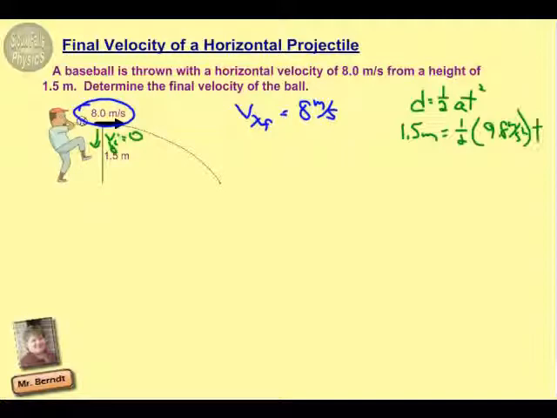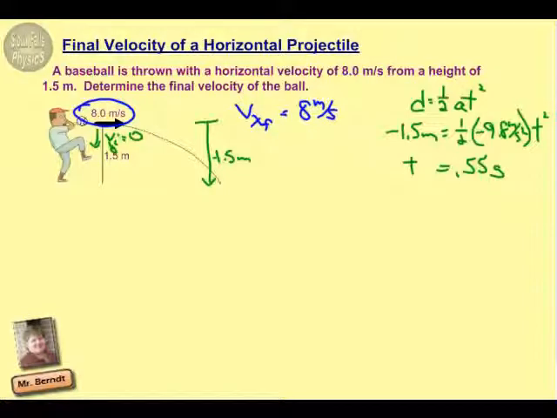The time is what we're solving for. Now, a couple quick notes. It turns out that the distance is actually negative 1.5 meters because acceleration is negative. They're both going down, but both those negatives are going to cancel. But our initial height is up here, and we're going down 1.5 meters, and that's what makes it negative. If we solve for this time, we're going to get a time that is 0.55 seconds.